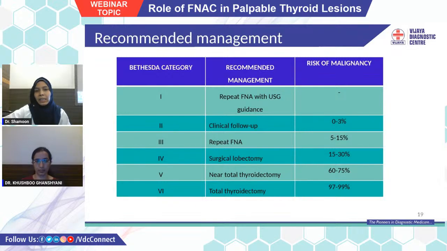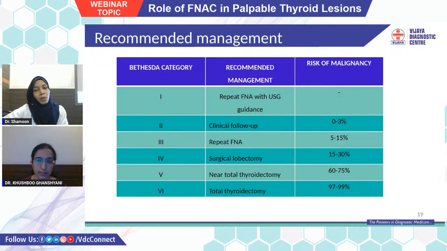AUS, atypia of undetermined significance, category 3 also asks for repeat FNAC or follow-up with 5 to 15% risk of malignancy. Then category 4, follicular neoplasms or suspicious of follicular neoplasms, require surgical lobectomy, and they have a little increased risk of malignancy, about 15 to 30%.